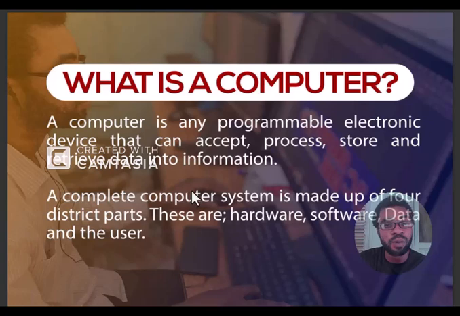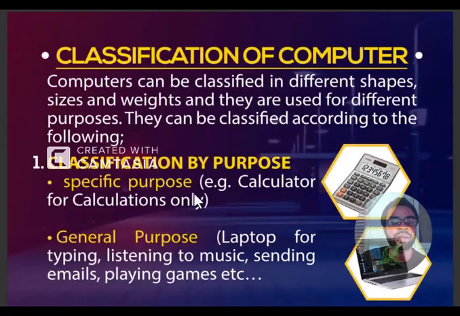And you have the software. The software is what we see on the screen. We have the applications, the system software and many other things. And you also have data. Data is what we are going to input on the computer. And you have the user. So these are the 4 main parts that make up a complete computer. And we will move on to the classification of a computer.